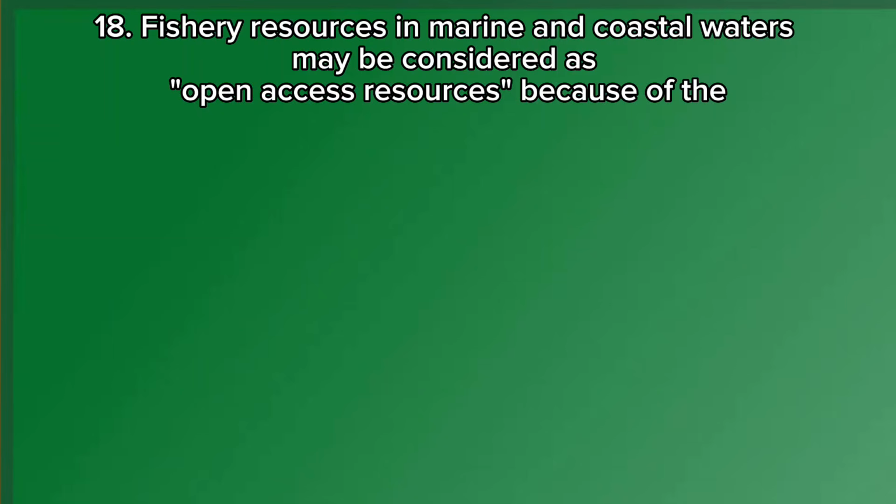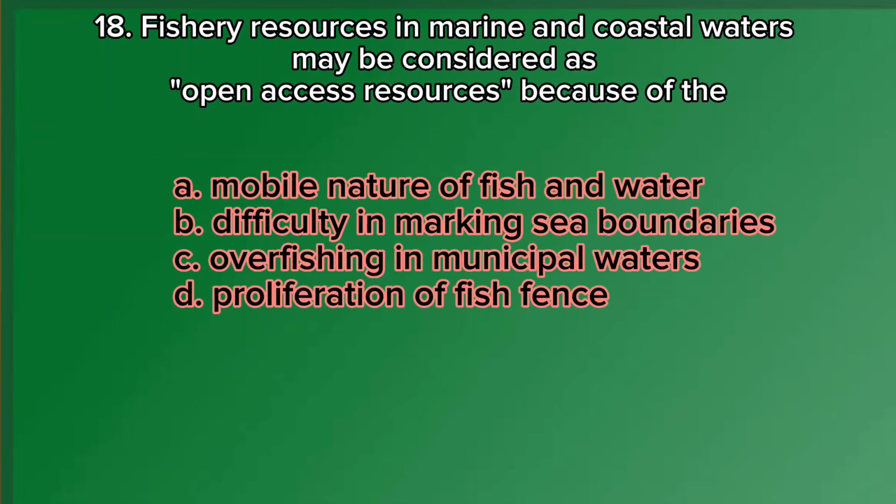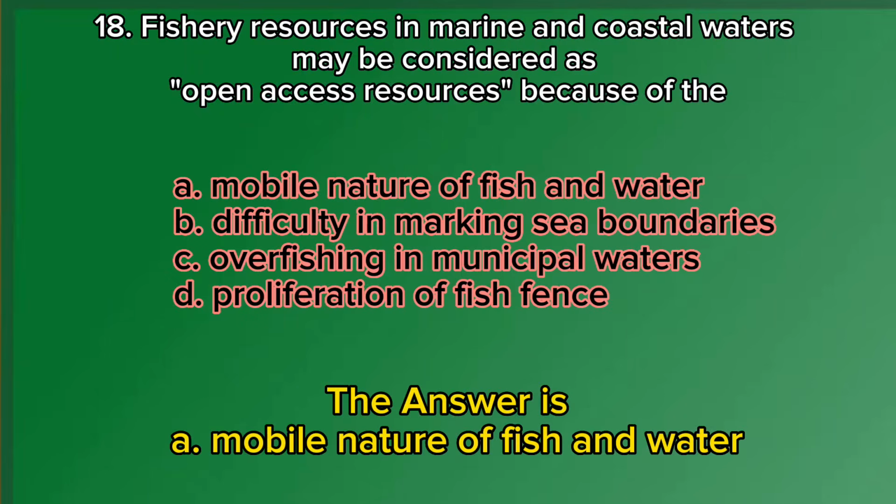18. Fishery resources in marine and coastal waters may be considered as open access resources because of the A. Mobile nature of fish and water. B. Difficulty in marking sea boundaries. C. Overfishing in municipal waters. D. Proliferation of fish fence. The answer is A. Mobile nature of fish and water.